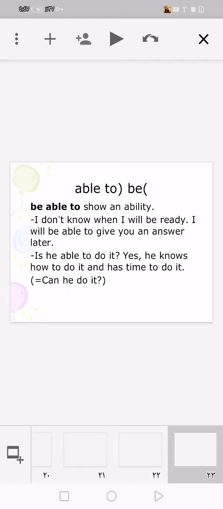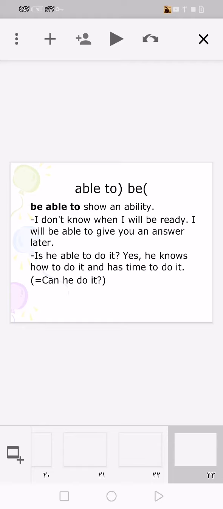هسه احنا خلصنا can ماضيها could وأيضا شرحنا have to ماضيها had to، والآن سوف ننتقل إلى last modal auxiliary verb which is be able to. Be able to show an ability. Number 1, examples: I don't know when I will be ready. I will be able to give you an answer later.